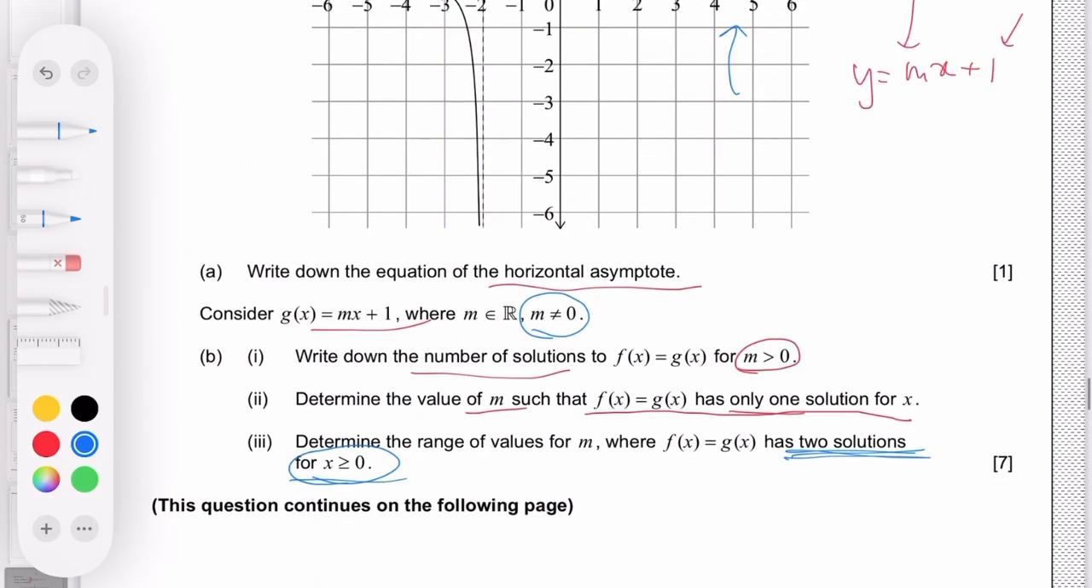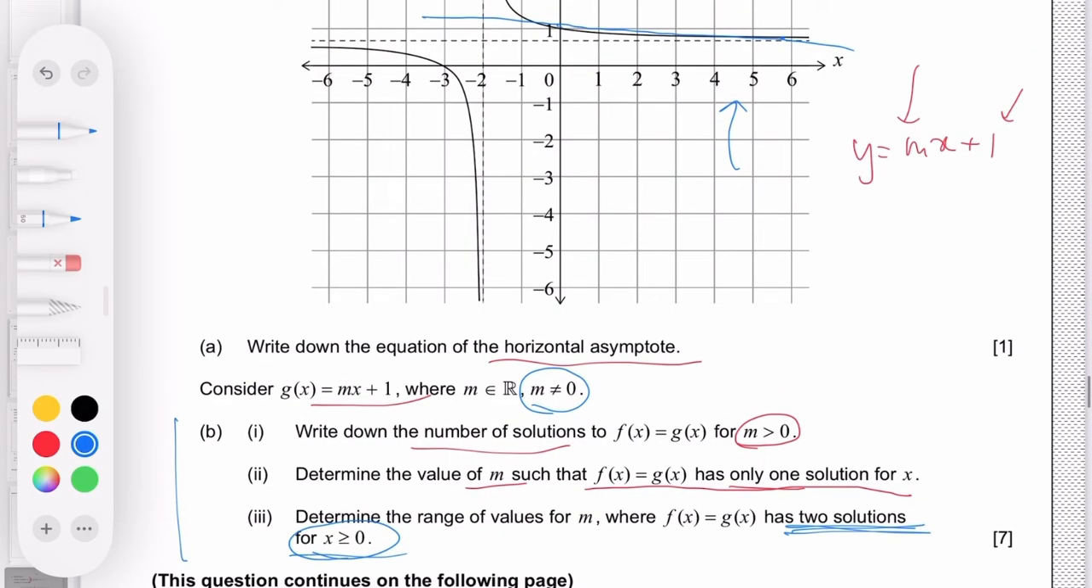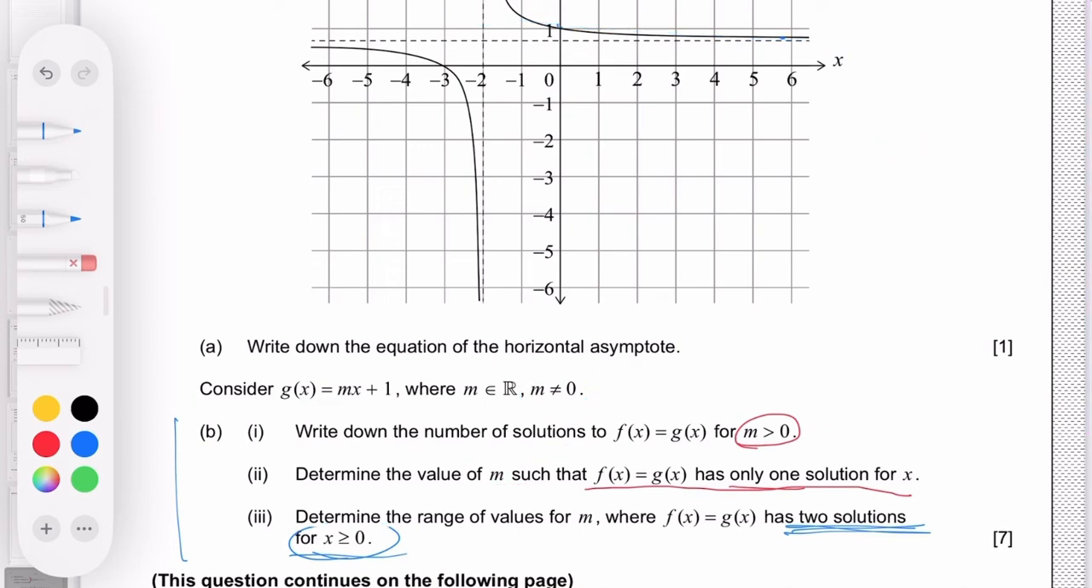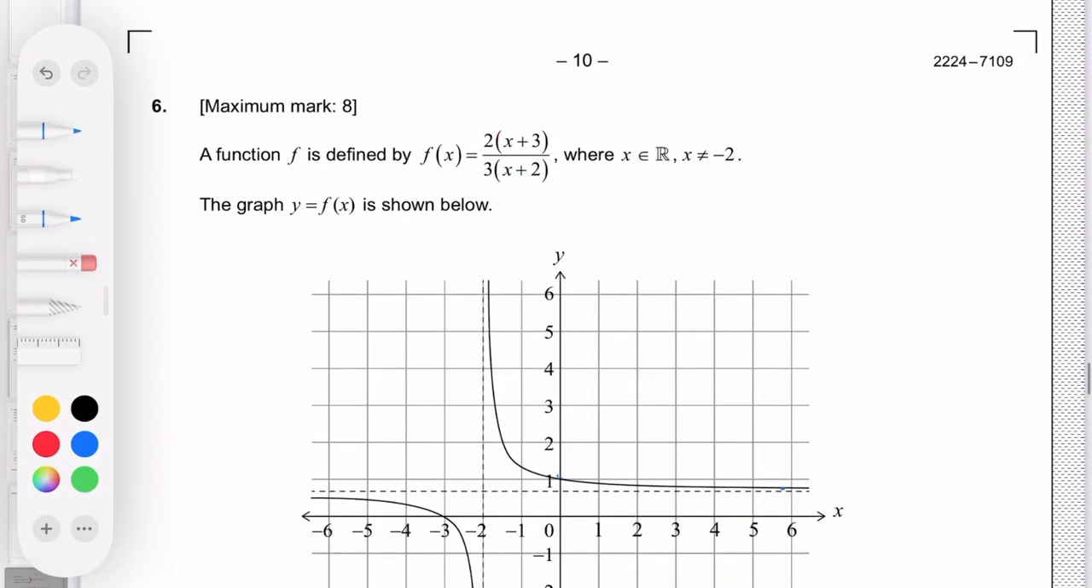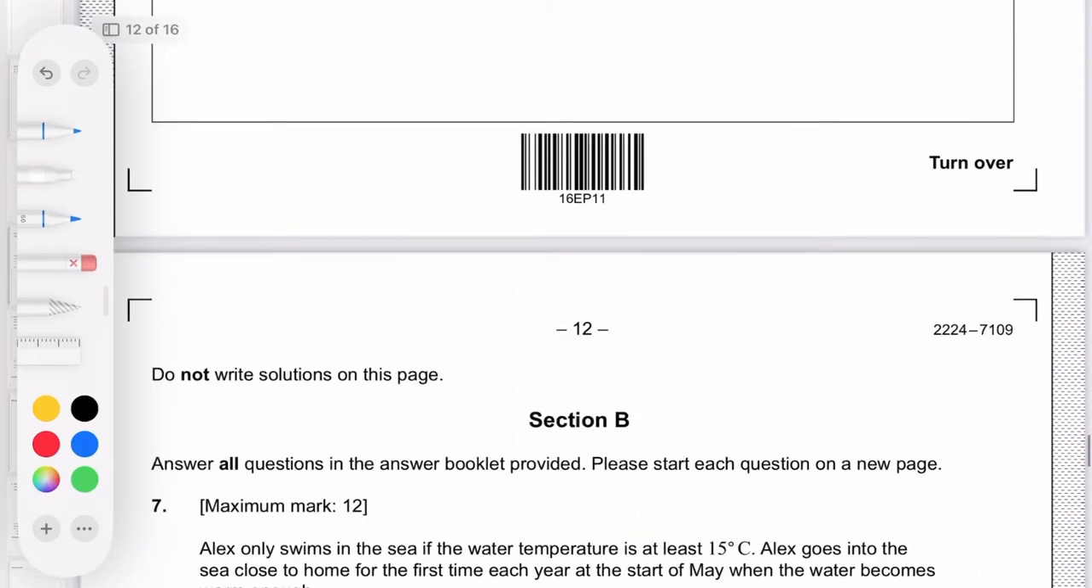Wow, this part is really hard for SL students. I think this question is shared with HL. I think so. Yeah, that's hard. Then it should be section B.